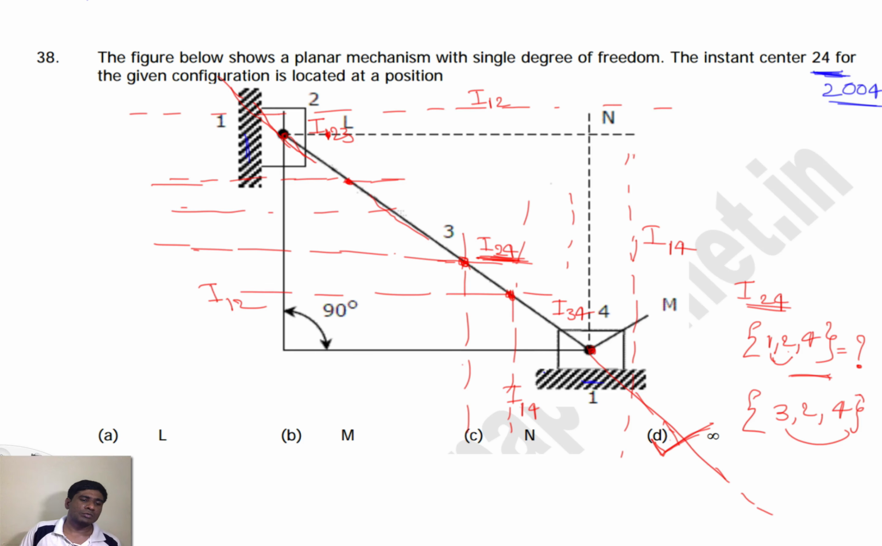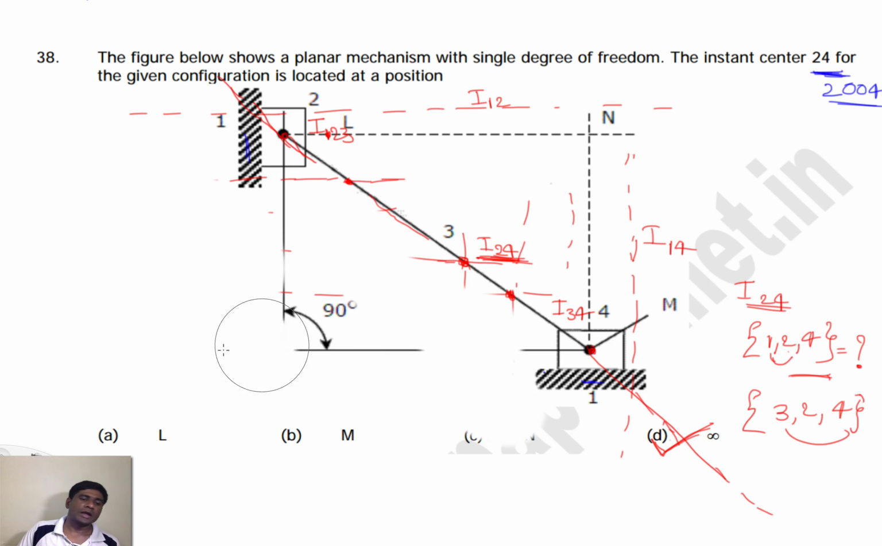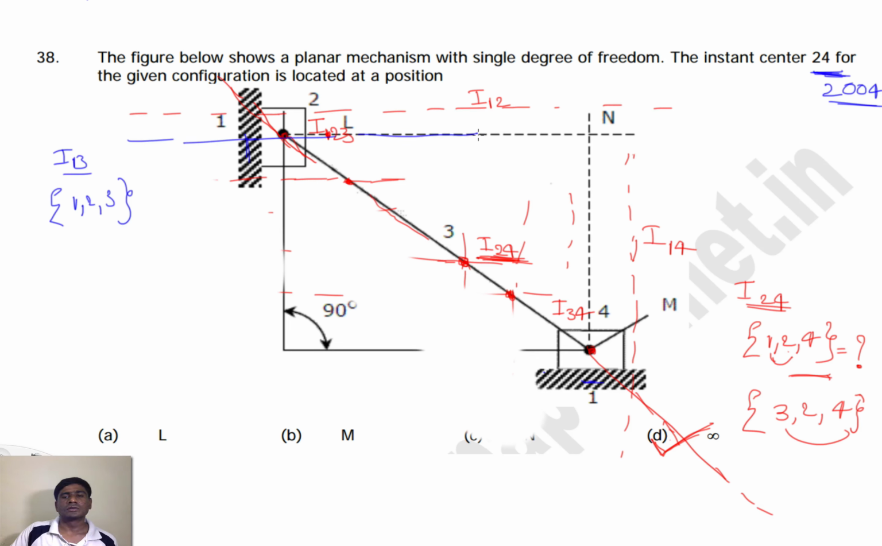Let's extend the same problem and find out what could be the instantaneous center I13. So two sets. What is that? 1, 2, 3. The instantaneous center between 1 and 2 is this one, and 2 and 3 is this one, so this line should pass like this. And the other set is 1, 4, 3. The instantaneous center between 1 and 4 is this one, perpendicular, and between 3 and 4 is this point, so this line again passes like this. This line passes through a fixed point, and this is also passing through a fixed point, so these two are meeting at point N. So the instantaneous center I13 is at point N.